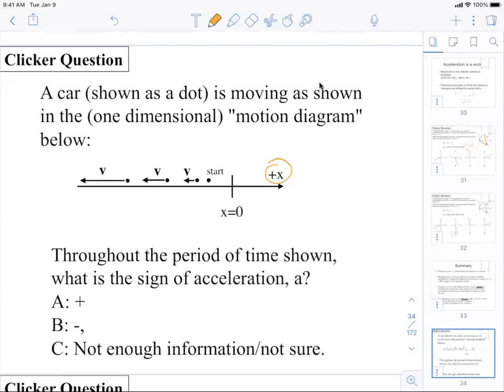Let's take about another 20 seconds to finish the vote. Okay, let's take a look. We're pretty much tied between positive and negative, with slightly more people voting for negative.